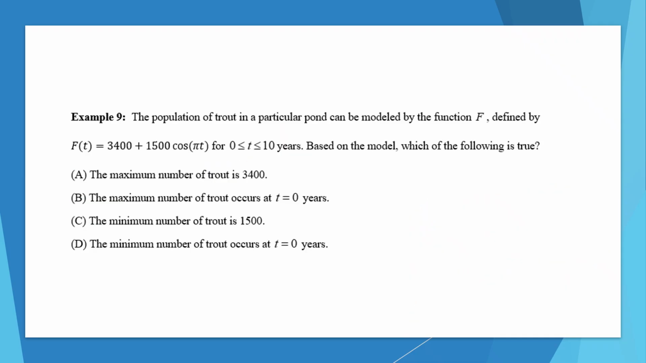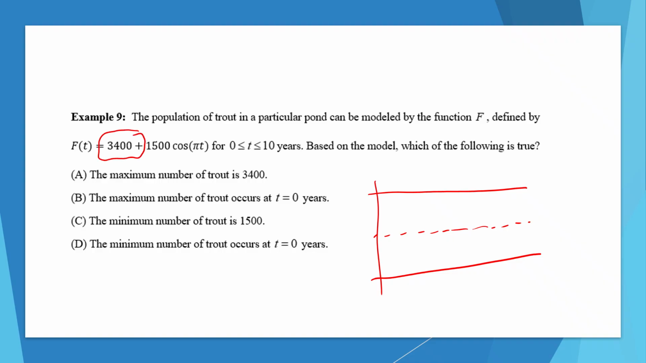All right, number 9, very similar, and you will see one of these on your test as well. The population of trout in a pond can be modeled by F. Based on the model, which of the following is true? So here, let's sketch a rough graph. Right, so whoops, let me sketch a new one. Here we have our maximum, our midline, and then another minimum value. Here, our midline is actually presented first, but that's okay.